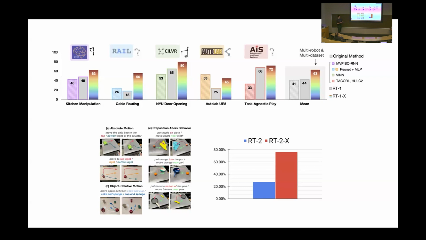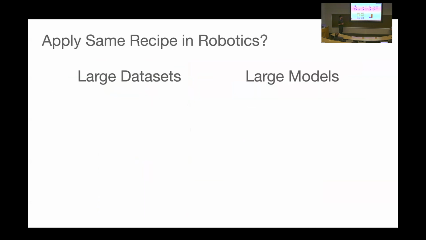Great. So overall, we saw some signs of life, that there is positive transfer from co-training on all these other data sets, even if they have diverse robot embodiments, very different scenes, and so on. They seem to have some signs of transfer. All right.